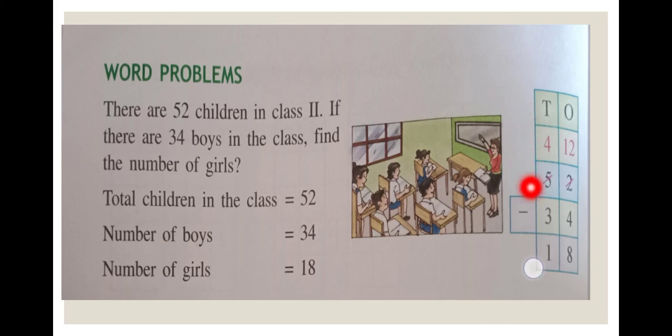You are doing the subtraction here. 52 minus 34. So 2 minus 4 is not possible, so you are regrouping. This 5 becomes 4 and this 2 becomes 12. Now 12 minus 4 is 8 and here 4 minus 3 is 1. In this way you are getting 18, and the number of girls in the class is 18.